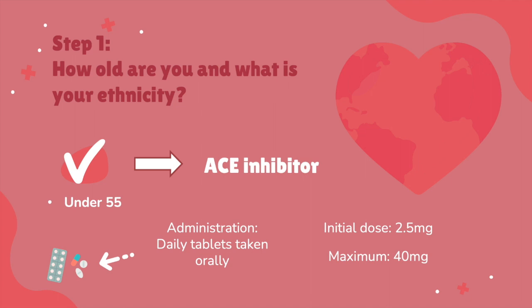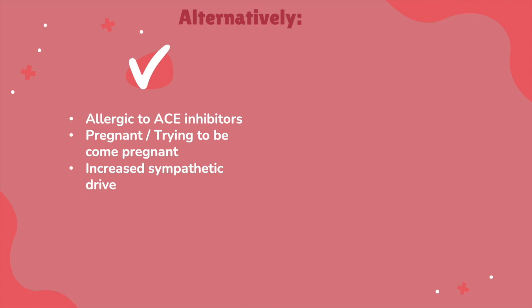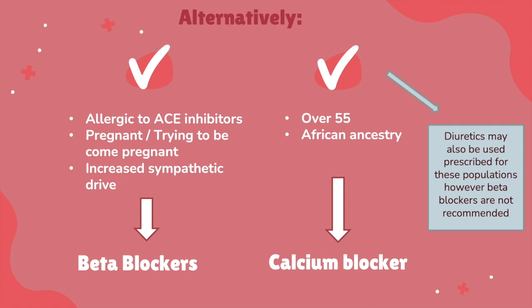The initial dose recommended is 2.5 milligrams per day, with a maximum daily dosage of 40 milligrams. But if you're allergic to ACE inhibitors, thinking about getting pregnant, or have increased sympathetic nervous system sensitivity, it is most likely you will be prescribed beta blockers. If you're over 55 or of African ancestry, you'll be prescribed a calcium channel blocker.